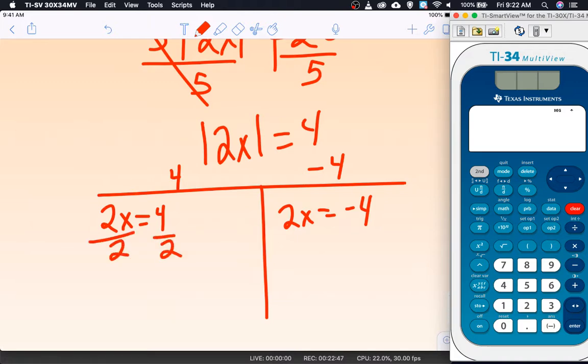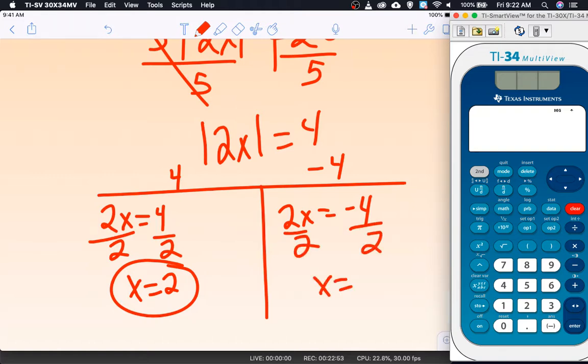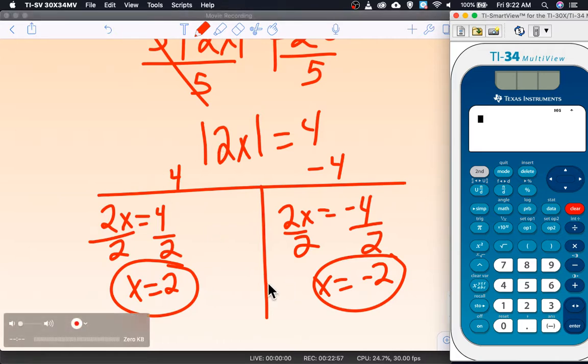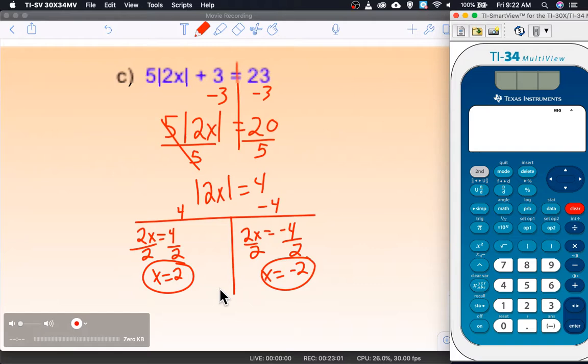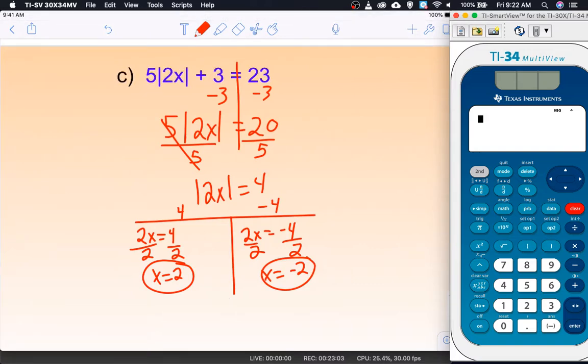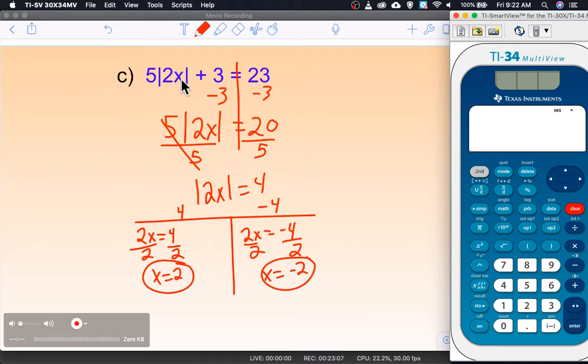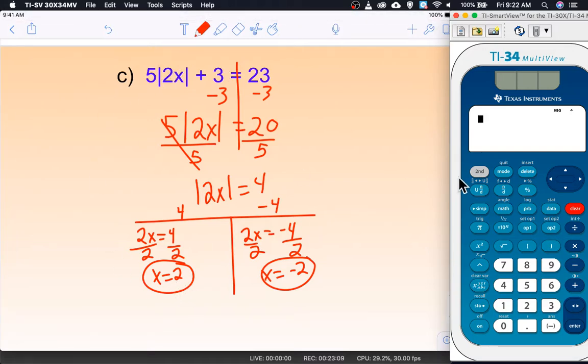Divide by 2 on both sides, x equals 2. Divide by 2 on both sides, and x equals a -2. There you go. This is one of the few problems where we actually got the same number, just positive and negative. And that's what you should have got as well. So this 2 and -2 are the solutions to the original equation.